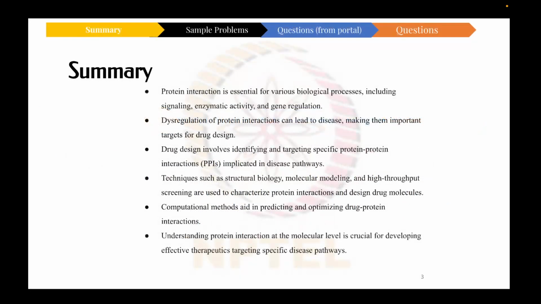So, this lecture will mostly start with protein interactions. Protein interaction plays a crucial role in various biological processes, including cellular signaling, enzymatic activity, and gene regulation. Understanding protein interactions is fundamental in drug design, as many diseases are caused by disruptions or dysregulations in these interactions.